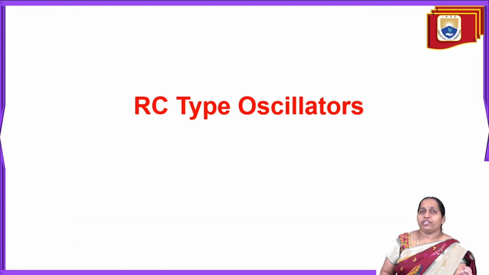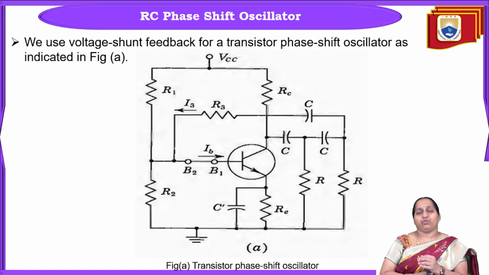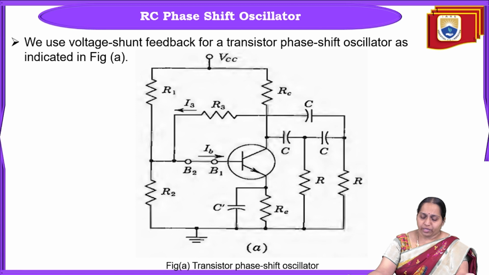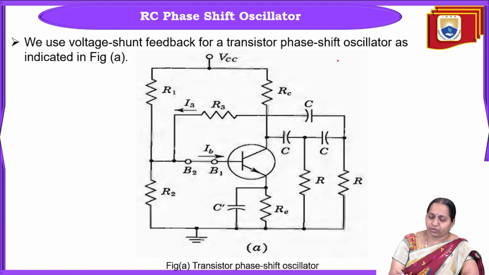Okay, so next we shall see RC type oscillators. What are the various RC type oscillators that we have? We have got 2 types of RC oscillators, as I have told earlier, that is RC phase shift oscillator and Wein bridge oscillator. We shall see both in detail. Coming to RC phase shift oscillator using a transistor, this is the circuit diagram. We are using here voltage shunt feedback for a transistor phase shift oscillator.